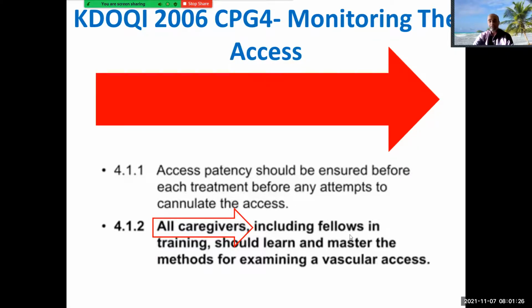All caregivers, including fellows in training, should learn and master the methods of, for example, AV fistula or vascular access examination. Especially fellows, all caregivers, from consultant to resident, you should know. You should at least check nurse notes. You can look at the access, and for any abnormal issue with the access, as we'll see in the next cases, you should refer the patient to the best direction or the best subspecialty to deal with access, to save the patient's life.